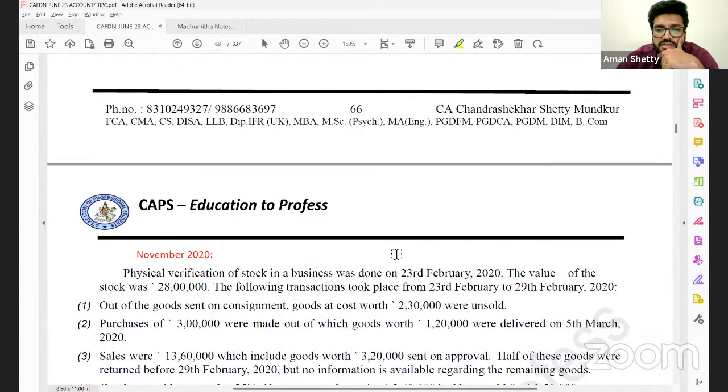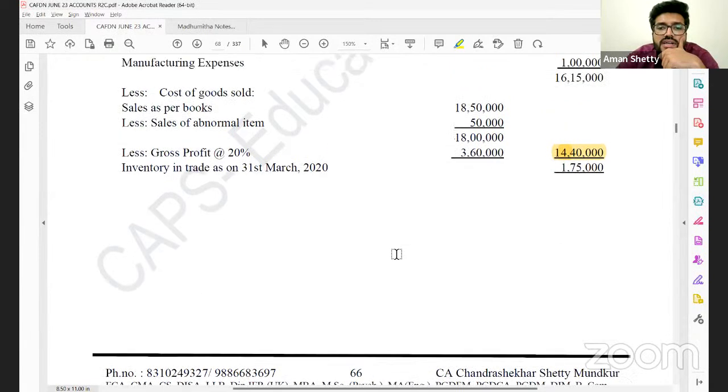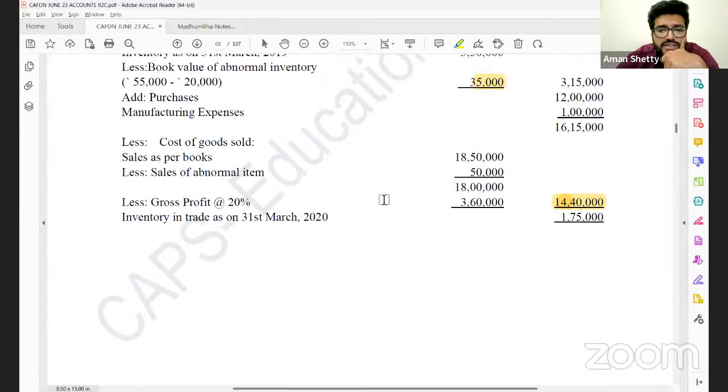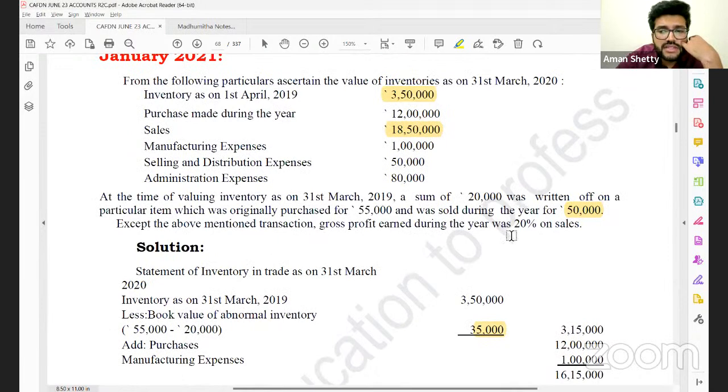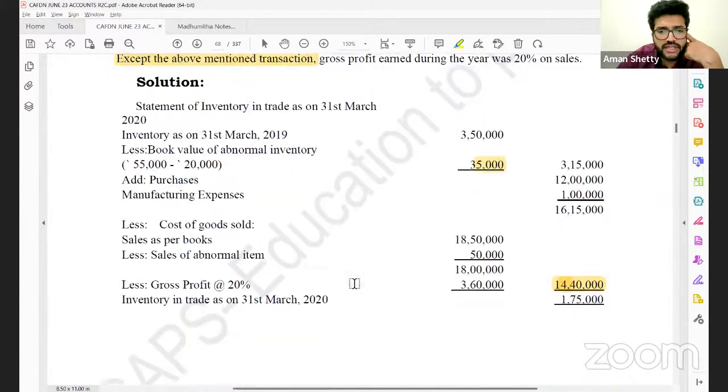Gross profit. Sir, gross profit 20%. Gross profit 20% is only for normal sales, sir. Because here, how can it be? Because they've given you the selling price and the cost also, no? Except on the above mentioned transaction. Can you see this? So it is clearly not given in the question. Okay.